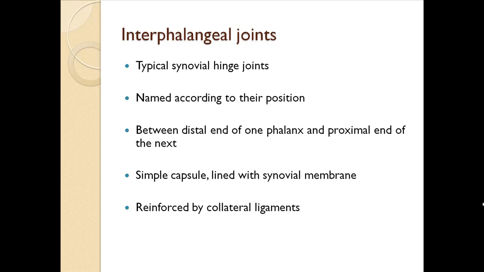In between adjacent phalanges, we have a series of joints called the interphalangeal joints. These are typical synovial hinge joints, so they are uniaxial, and they are formed between the base of one phalanx against the head of the more proximal phalanx. The first toe, the big toe, has only a single interphalangeal joint, but all of the other toes have proximal and distal interphalangeal joints. These are reinforced by very strong collateral ligaments, which prevent any abduction or rotational movement occurring.